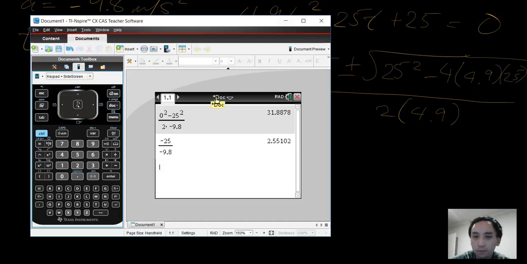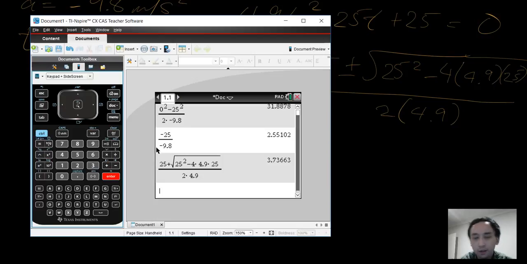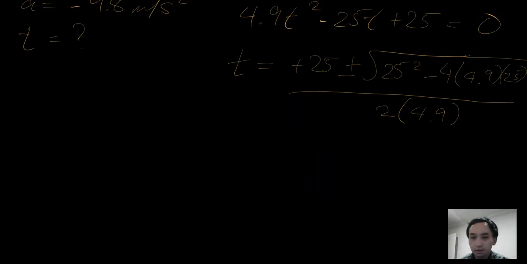Actually, you know what? Maybe we'll just plug it in. So we get 25, so bring up the fraction. 25 plus the square root of 25 squared minus 4 times 4.9 multiplied by 25. All of this is over 2 times 4.9. See what we get. Over here, looks like we get 3.74 approximately. Oops. Okay, we'll just put in units last.